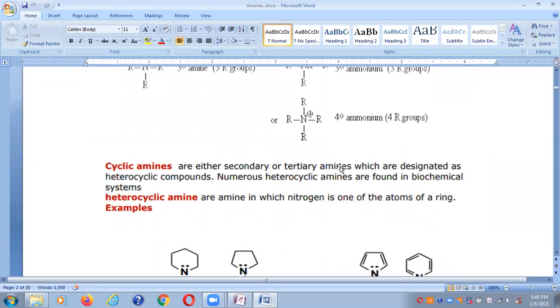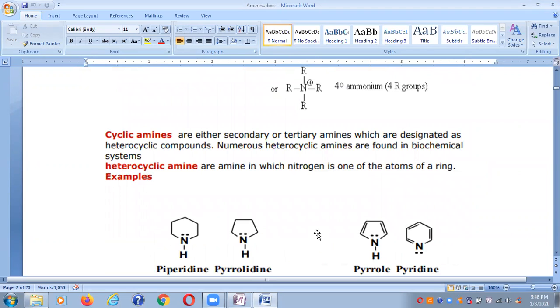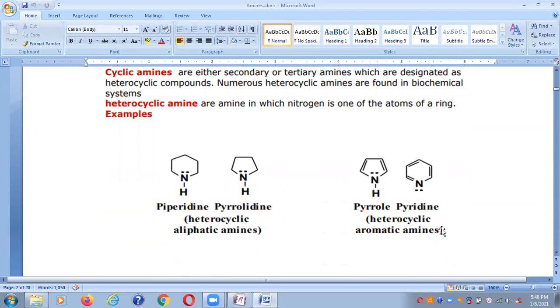Next, cyclic. This is cyclic, and these are aromatic. We consider this one as an aromatic cycle. Why? Because this cycle is composed of atoms other than carbon. The atoms other than carbon are generally considered heteroatoms. So nitrogen, oxygen, sulfur, phosphorus, all these are considered heteroatoms.